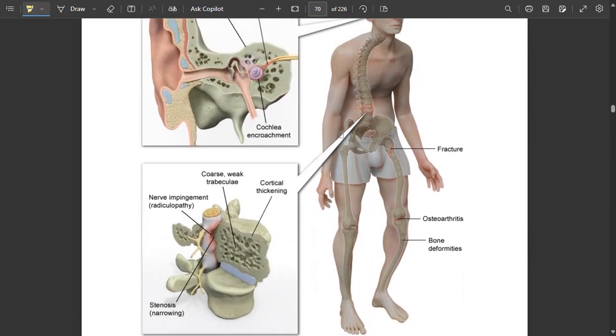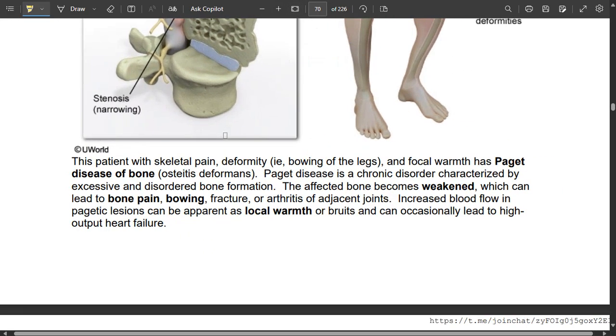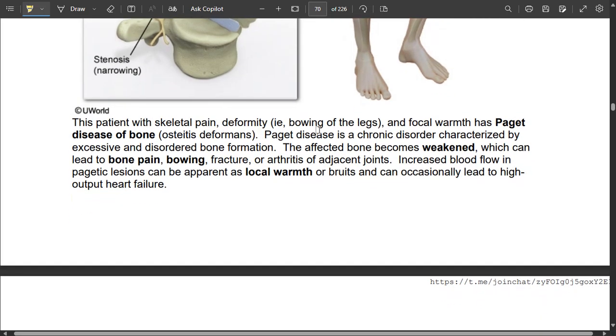Paget's disease. I think it was discussed before as well. So the patient with skeletal pain, deformity of the leg, and focal warmth has Paget's disease of bone, also called osteitis deformans, a chronic condition characterized by excessive and disordered bone formation. The affected bone becomes weakened, which can lead to bone pain, bowing, fracture, or arthritis of adjacent joints.